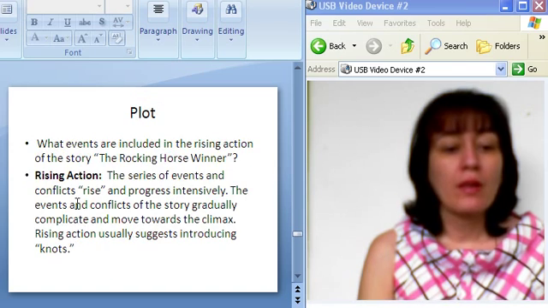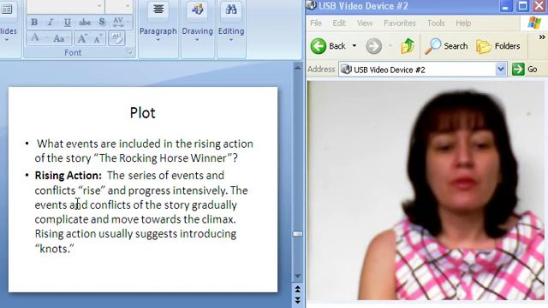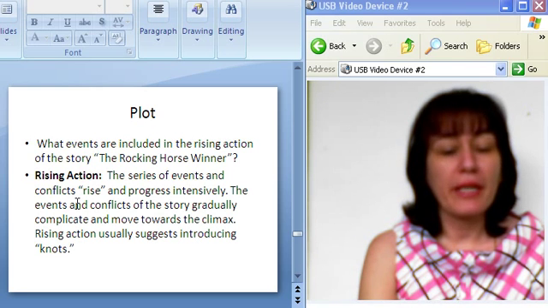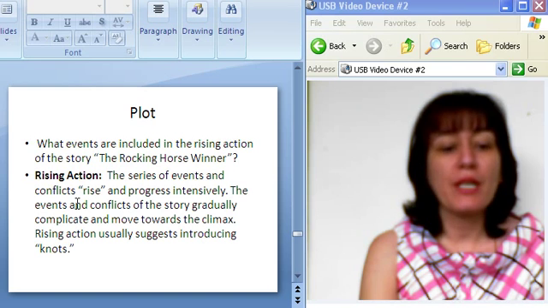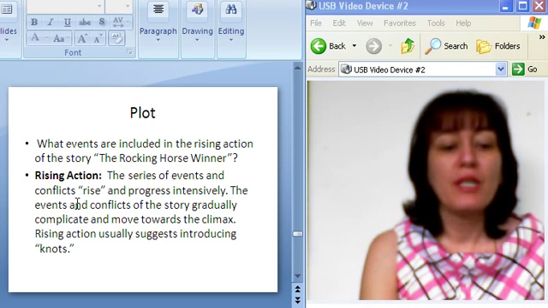What events are included in the rising action of the story, The Rocking Horse Winner? Rising action is a series of events and conflicts which rise and progress intensively. The events and conflicts of the story gradually complicate and move towards the climax. Rising action usually suggests introducing knots.